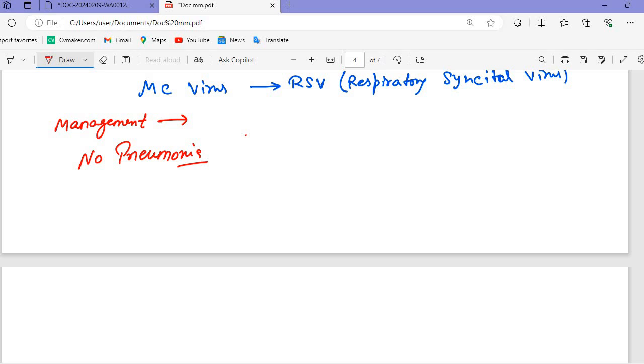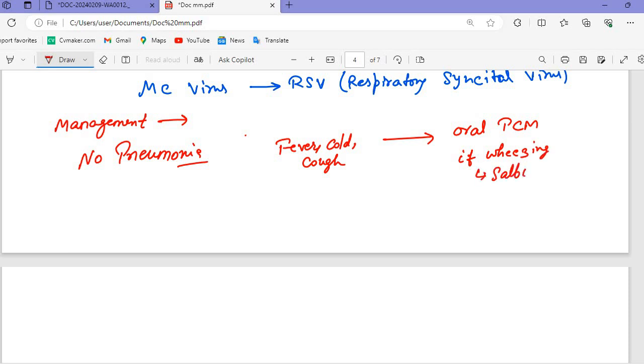No pneumonia means the person will have fever, cold, and cough. In that condition, what will you give? Our universal drug, oral paracetamol. If wheezing is present, we will give salbutamol. Yesterday we also discussed aminophylline and salbutamol. All these for a minimum of 5 days. You don't need to remember that, but remember that if wheezing is there, we can give salbutamol.